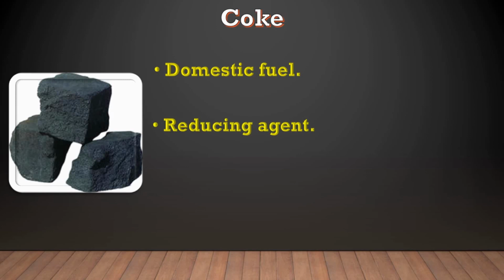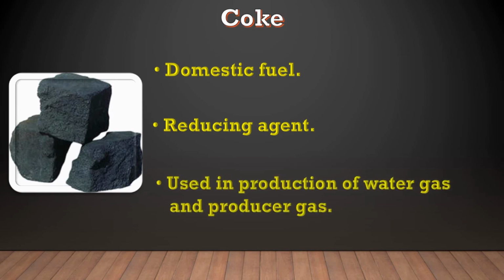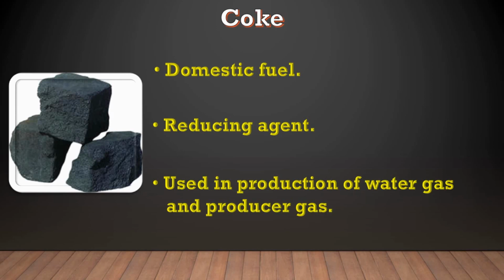Coke is used in production of water gas and producer gas. Water gas is a mixture of carbon monoxide and hydrogen which is produced by passing steam over red hot coke. It can be used to power internal combustion engines, gas turbines, etc.